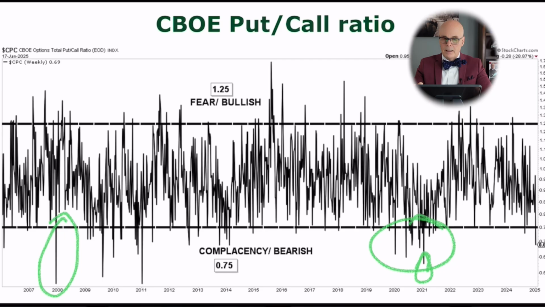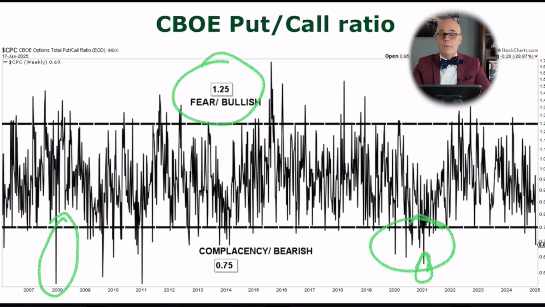It's a really good indicator even when we look at trends. I'm going to point out at the top here, this is when investors are becoming too fearful. They're buying too many puts. So this is a case of 1.25 puts bought for every one call. So people are buying puts.